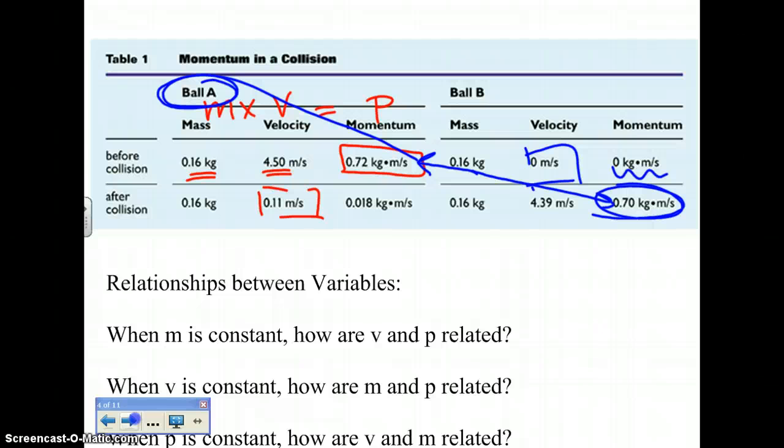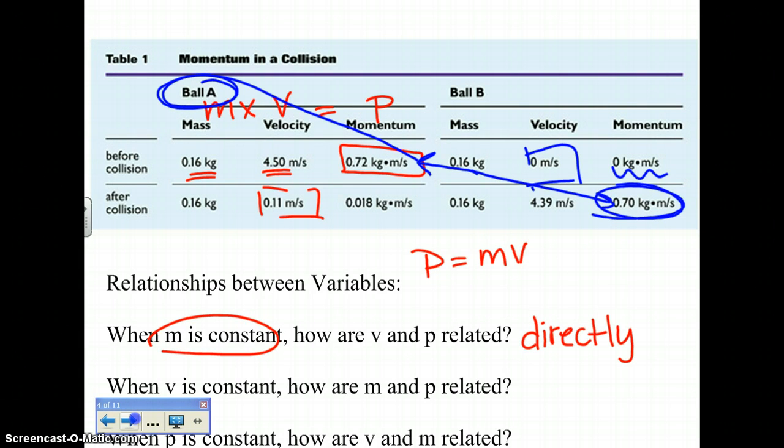Okay, so the relationship between the variables. The equation I want you to hone in on is P equals mv. In the equation P equals mv, when m is constant, how are V and P related to each other? V and P are directly related to each other. Yes, it would be a direct relationship.